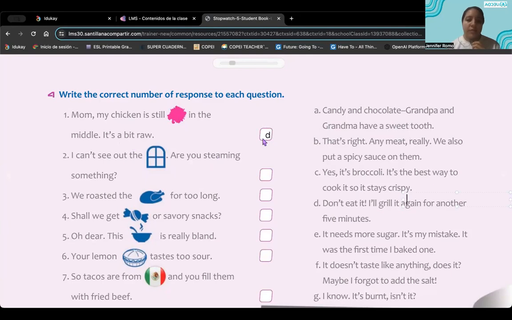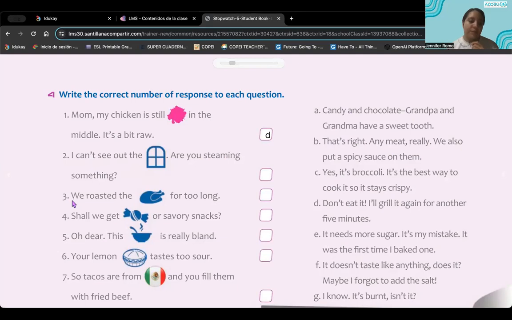Okay? So I'm gonna read you the words, and then you're gonna do it at home. It says, I can see you out there. Are you steaming something? No puedo verte afuera de la ventana. ¿Estás tú haciendo algo al vapor? So you say the answer here. So candy and chocolate. Grandpa and grandma have a sweet tooth. That's right. Any meat? Really? We also put spicy sauce on them. Yes, it's broccoli. It's the best way to cook it so it stays crispy.